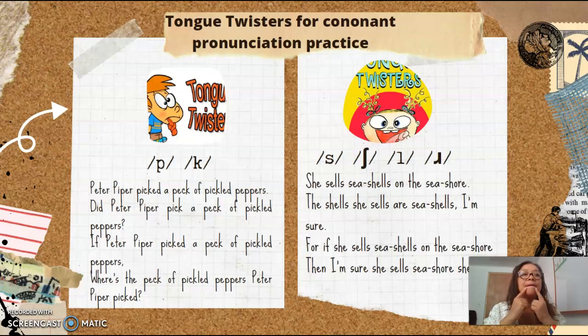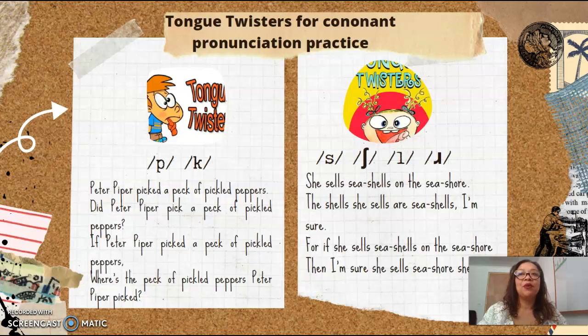Now, let's see the manner of articulation. P, p. It's a stop. I take the air and then I release it. Now the place of articulation. P, p. I join my lips. Bilabial. Now, k. As you can see, it's voiceless. K. Then the place of articulation is velar, because the sound is made at the velum.